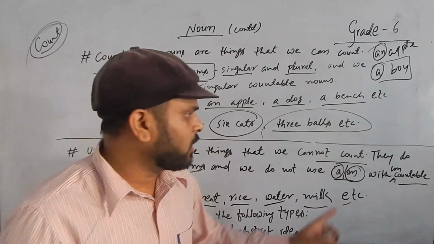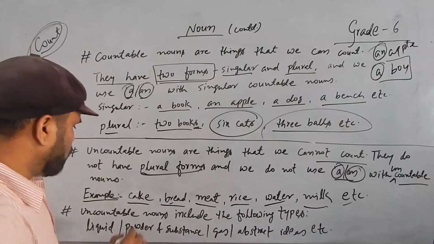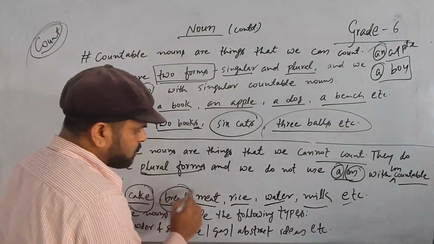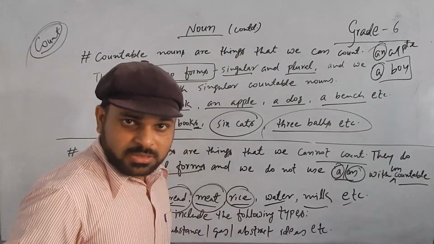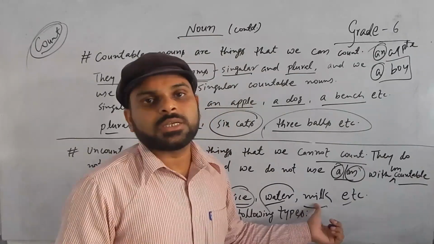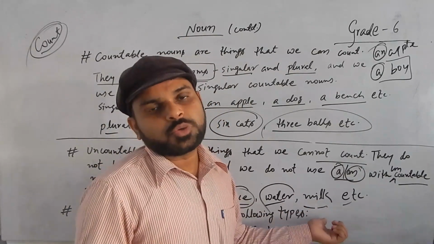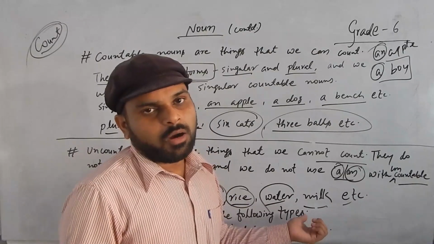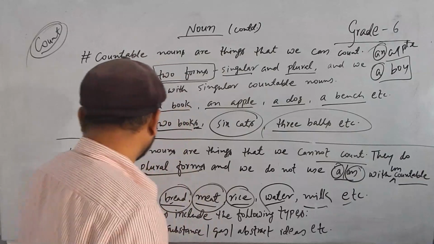That is the first thing. Next, they do not have plural forms. Do they have any plural forms? Meats, can you say meats? Can you say rices? No. Can you say waters? No. You can't say milks. So you are not supposed to make plurals of the uncountable nouns.